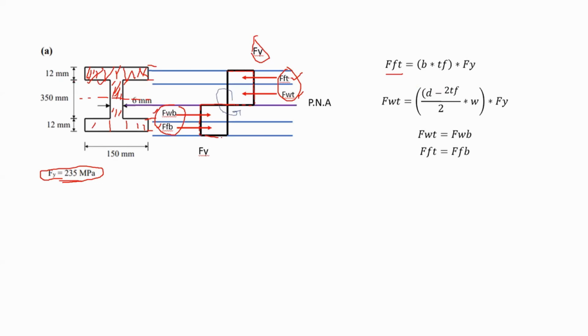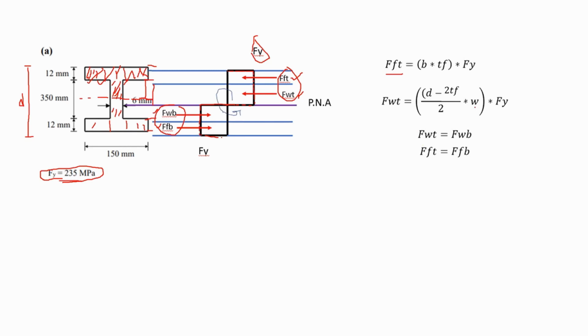Now I'm done with calculating this one. I'm going to calculate the force in the web, but in this part only, from here to there. So what's the area of this part? It is basically going to be D minus 2 times the thickness of the flange, where this is D, minus 2 times the thickness of the flange, divided by 2, which would give us this length.